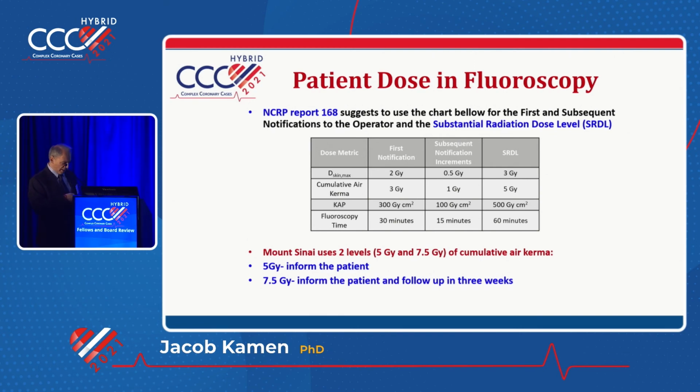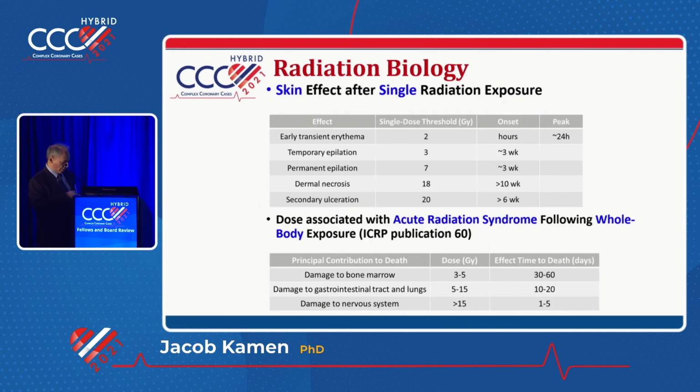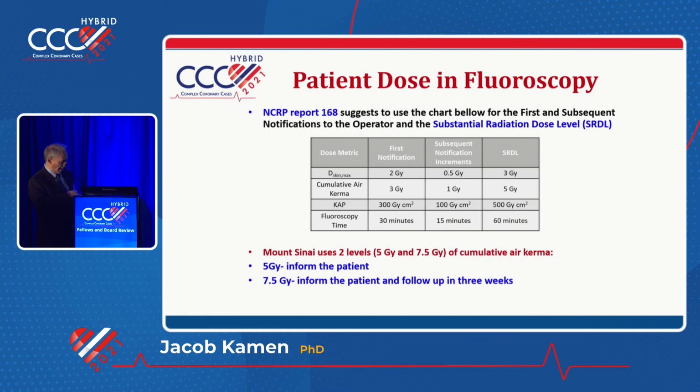Now at Mount Sinai, we have 2 levels. Up to 5 gray, we inform the patient when you go home, watch the skin to make sure there is none. If it's more than 7.5, we ask the patient to come back. This is Mount Sinai policy at the bottom.